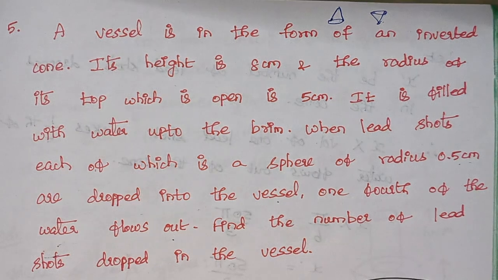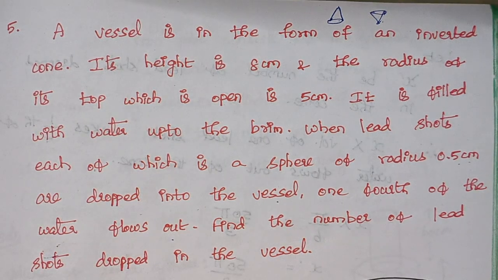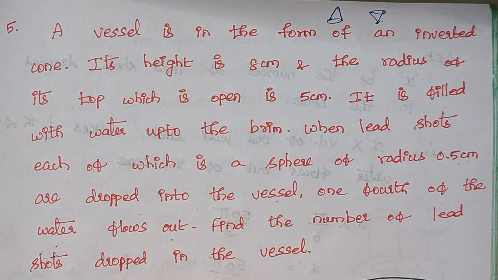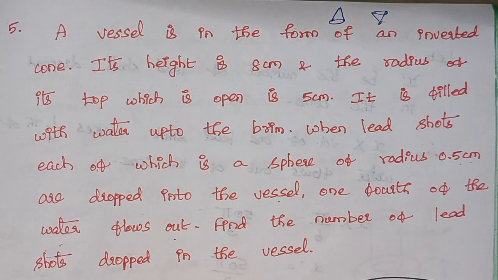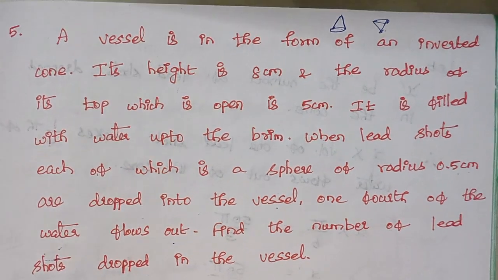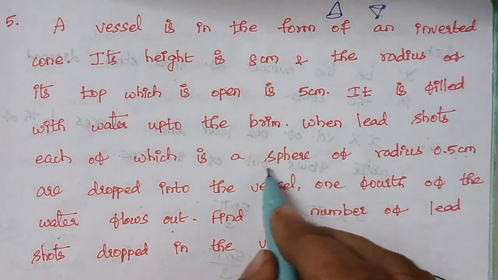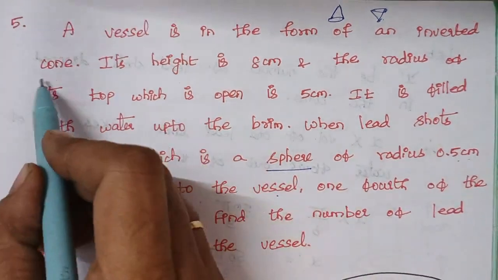So we are dropping some lead shots into the vessel, and how much of the water flows out? 1/4 of the water flows out. So we have to find how many lead shots are dropped into the vessel, right. Do you understand the concept here? Here we are again discussing two shapes, one is a cone and another one is a sphere, right.